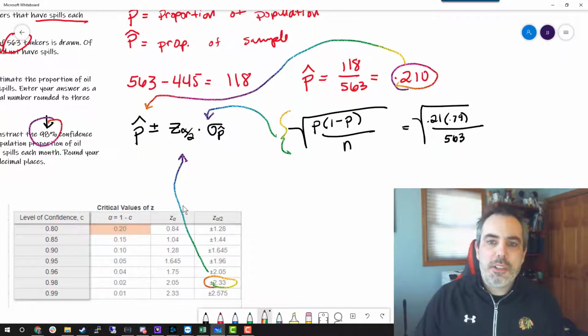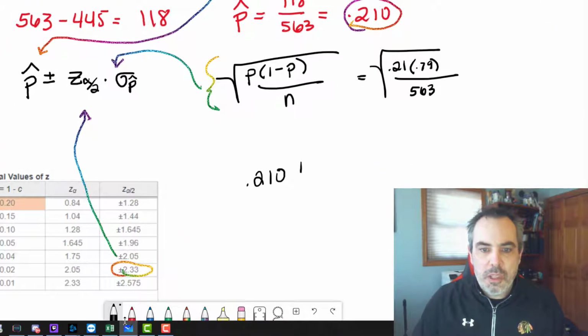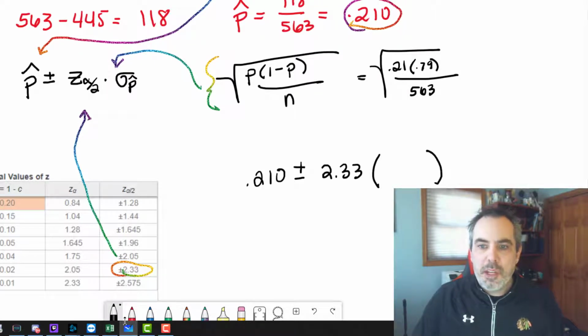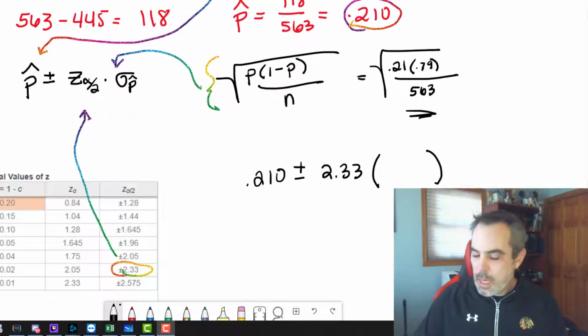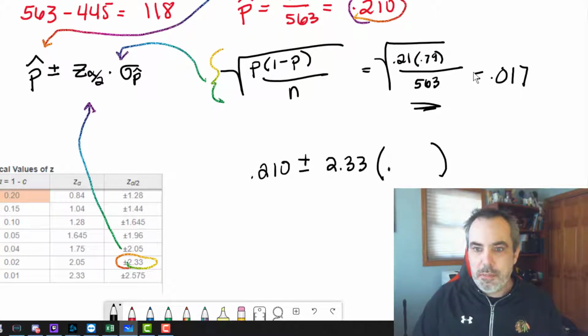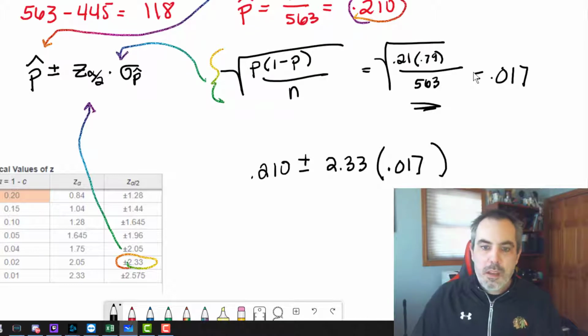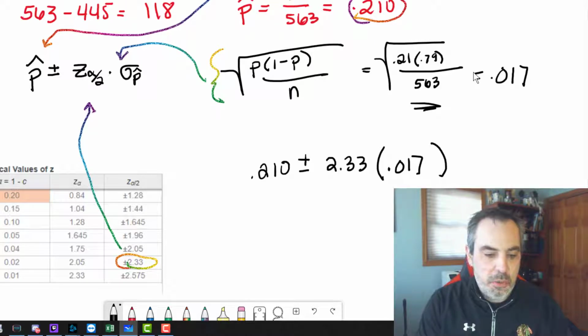So I am going to start with 0.210 plus or minus 2.33 times whatever this ends up, and I need to crunch the numbers for that. I come up with approximately 0.0171, so I'm going to round it off there. So I have that times 2.33, and I'm going to add that to 0.210.